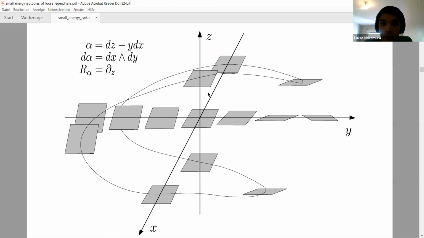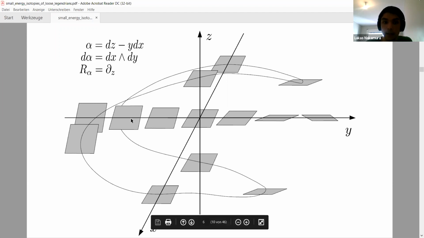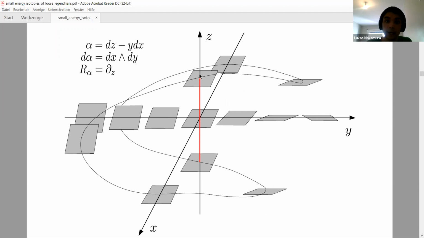Okay, and here I've drawn a particular Legendrian, which, let's say, you start on the top, then you go to the front, you go down, and then in the back you go up. And this is everywhere tangent to these contact planes. And it has a unique Reeb chord here in the middle, this red line. And the action of this Reeb chord is simply given by the length of this line. Okay, so this is the picture in R^3.